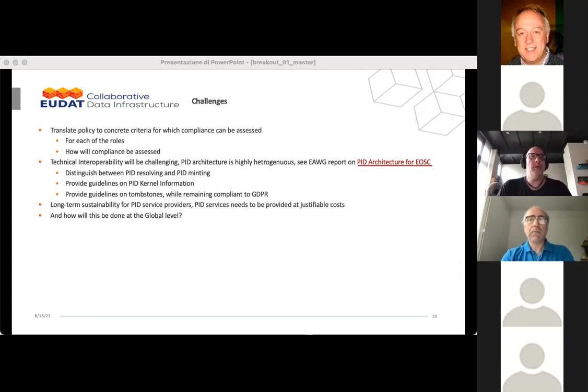Long-term sustainability, I think, is in general a challenge, because what is long-term? Is that indefinitely? Is that a very long time? And we also have to be able to do this at justifiable cost. And because PIDs are very global, we can do a lot within Europe, within EOSC, but we also have to relate to what this means on the global level. Okay, next, please. Thank you very much, Mark.